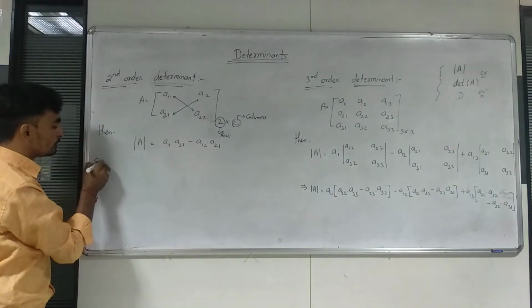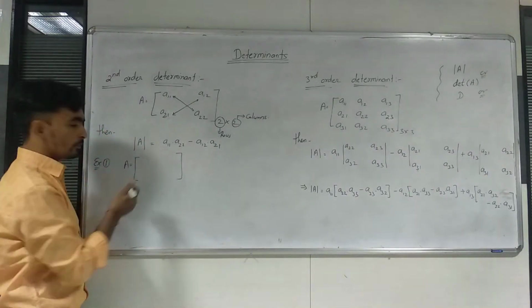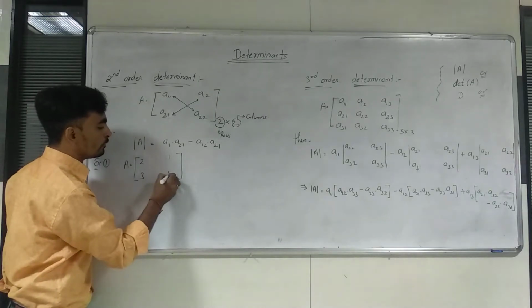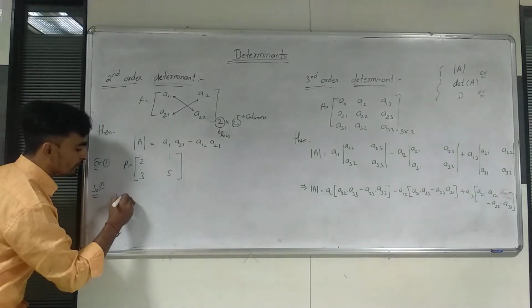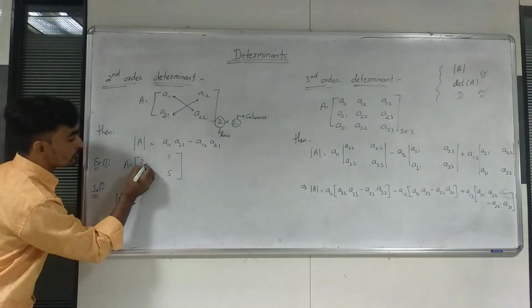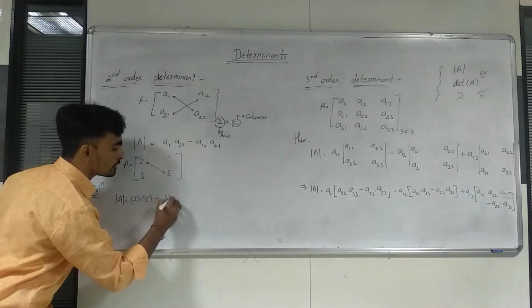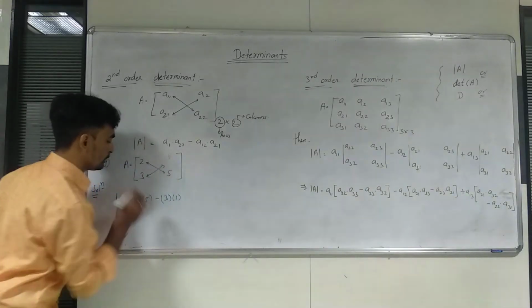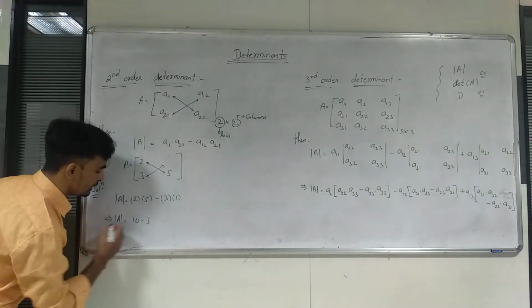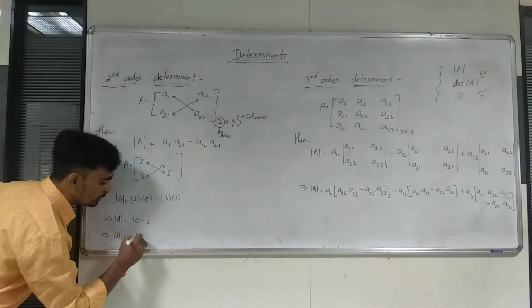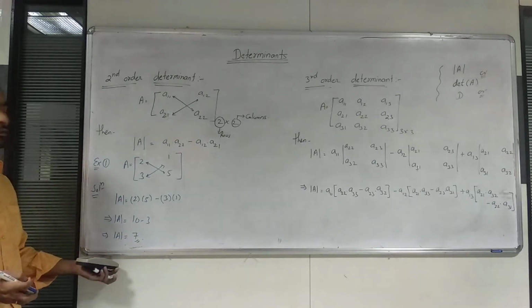For example, given matrix is 2, 1, 3, 5. Then how do we find the determinant? Determinant of A equals cross multiplication. So this is 2 into 5 minus 3 into 1. Simplify this: 10 minus 3. So the answer is determinant of A equal to 7. For a 2 cross 2 matrix, you can find any determinant.